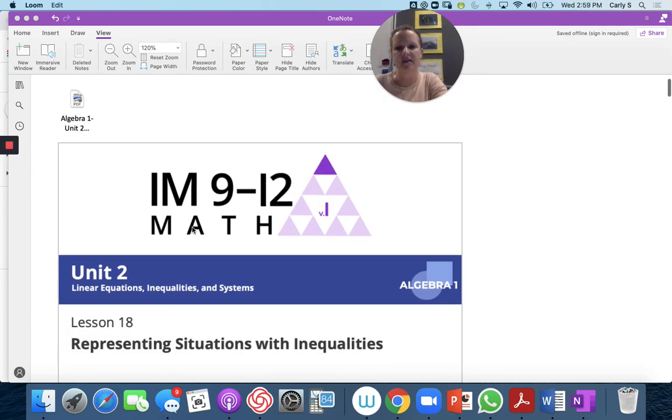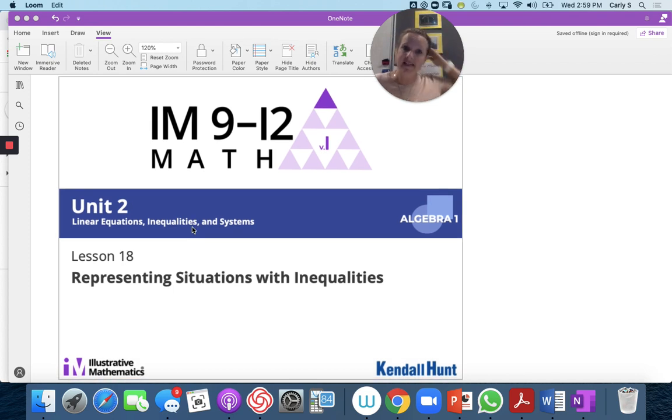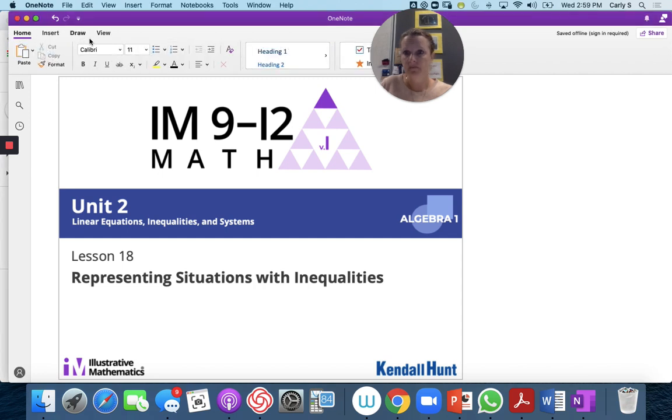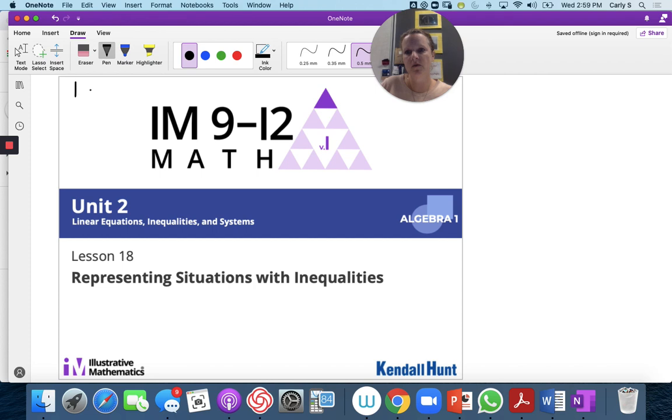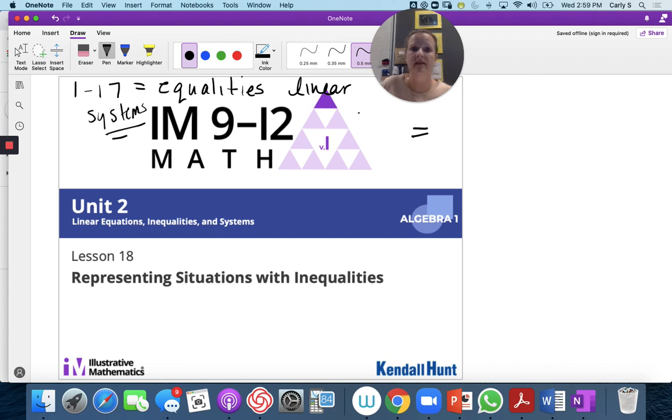We are in Unit 2, Lesson 18. You just took a mid-unit assessment on lessons 1 through 17, and those all have to do with equalities. Lessons 1 through 17 were all equalities, which were linear. We did just lines, we did systems, okay? But they were all equalities, which means they were equal signs. That's an equality. Now we're doing inequalities, all right?